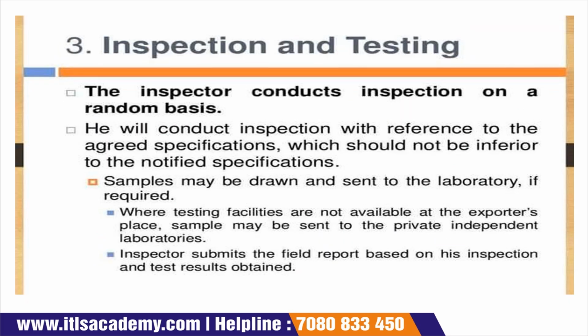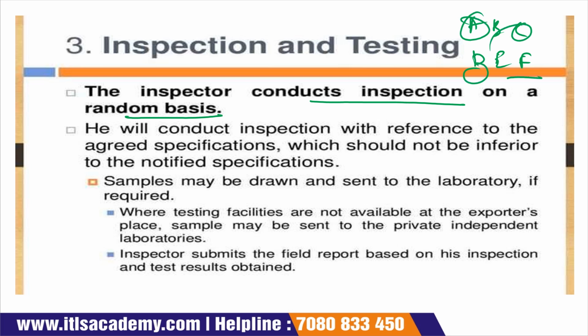Now, inspection and testing. The inspector conducts an inspection on a random basis. Suppose that some product like this. So they have to do a random inspection. He will conduct an inspection with reference to the agreed specification, which should not interfere with the notified specification. Sample may be drawn and sent to the laboratory if it is required.